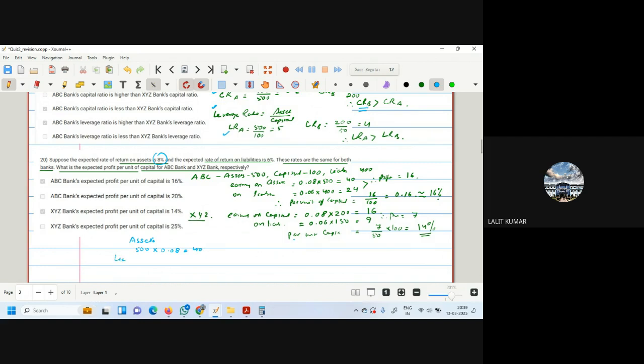On liabilities, he is paying a rate of return of 6%. So his liabilities are 400 into 0.06, so he is paying 24. So 40 minus 24 is his net profit, which is 16. And now to calculate per unit capital, you take 16 by capital, which is 100, which is 0.16. And you do the same thing for XYZ. And it comes out that the profit per unit capital for A is more than B.